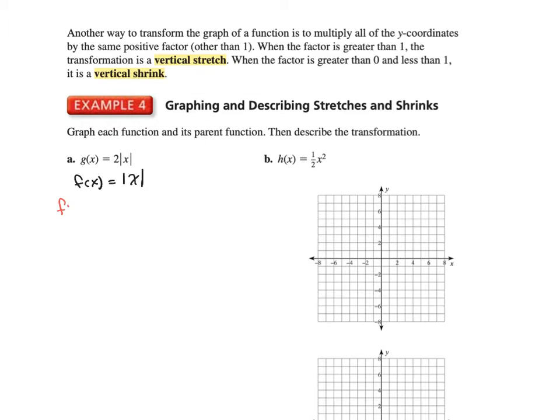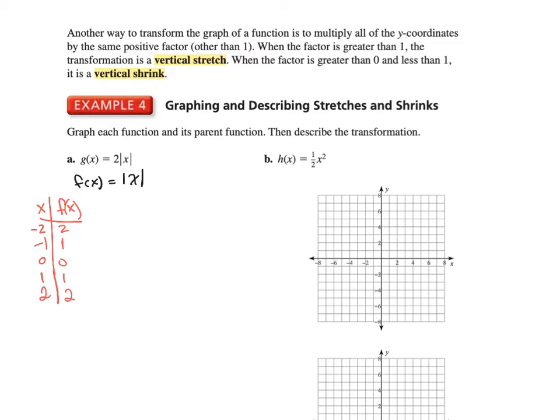So f of x, and there's x, and I always like to pick the points -2, -1, 0, 1, and 2. I'm going to take the absolute value of those, such as 2, 1, 0, 1, and 2. Okay, I can do that in my head. The absolute value of -2 is 2. The absolute value of -1 is 1, and so on and so on.